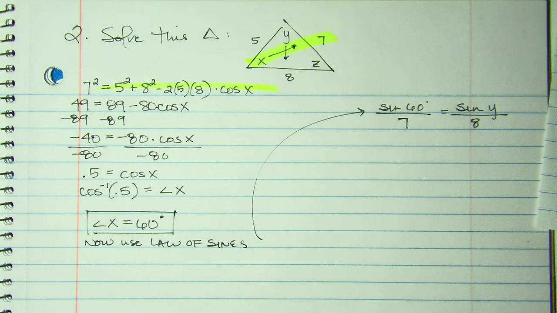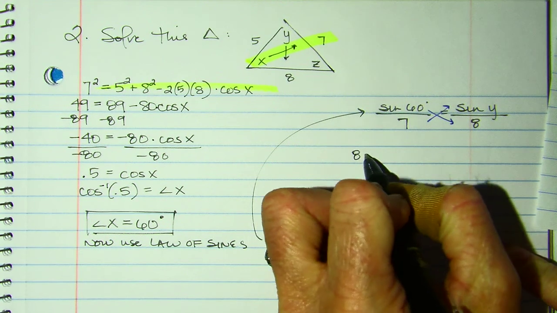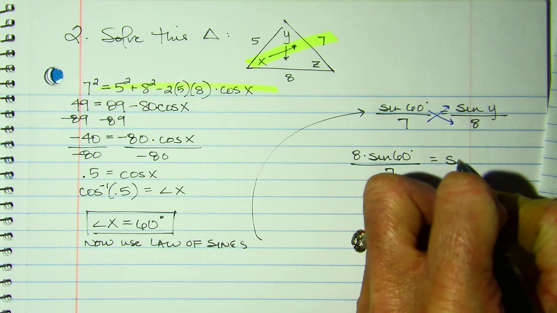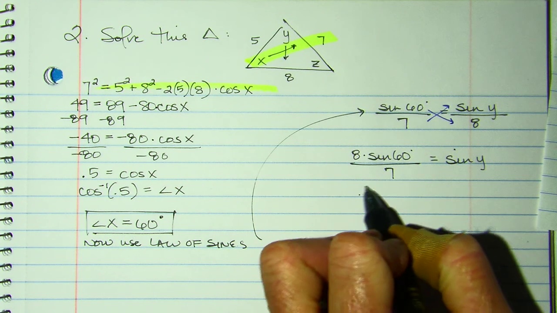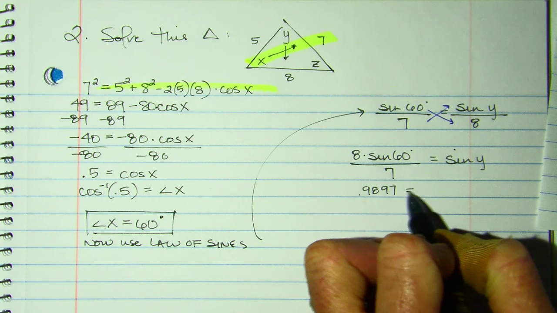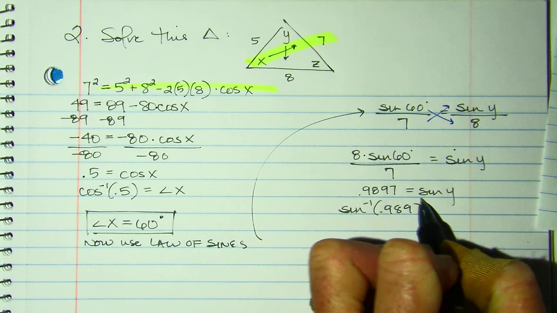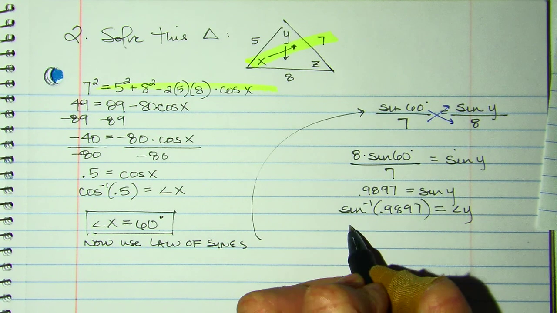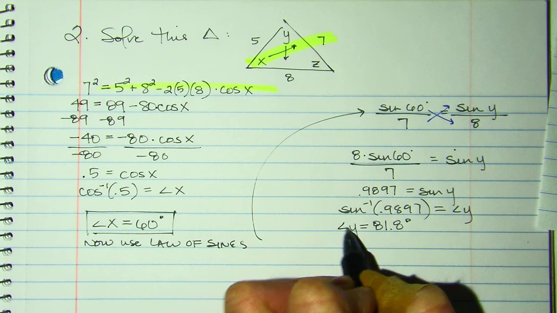Cross multiply. So I'm going to have 8 times the sine of 60 degrees divided by 7. That will equal the sine of angle y. So I'm going to enter 8 times the sine of 60 and divide that by 7, and I get 0.9897. And so that's when you need to do the sine inverse of this decimal equals angle y. So the sine inverse, I get that y equals 81.8 degrees.